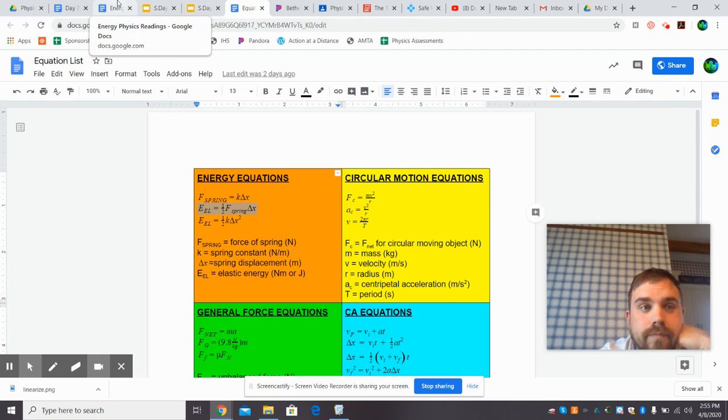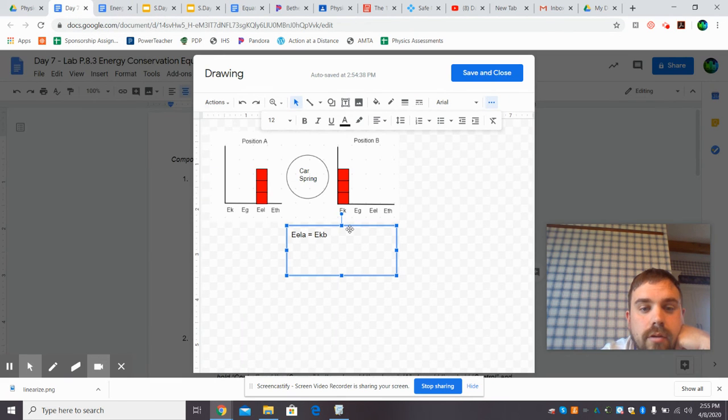So therefore, let me go back here. I can say that the elastic energy is equal to 0.5 times the force times the spring displacement, which I'll just call x. And that should also be equal to E_K at position B. So all I have to do to find the kinetic energy for each of these trials is simply take half of the force times the displacement. And that should be it.